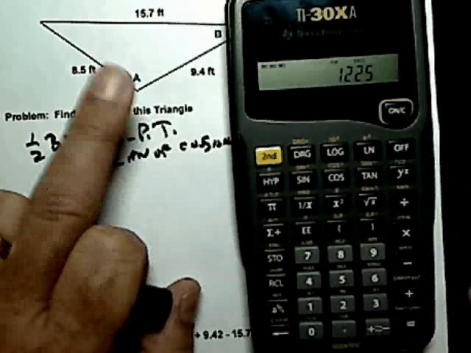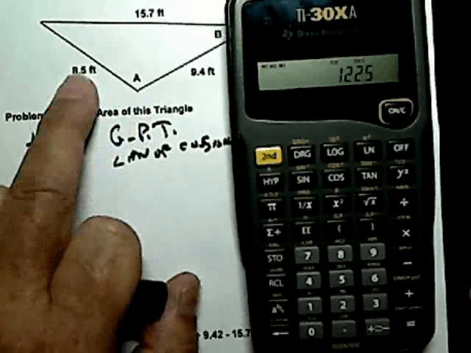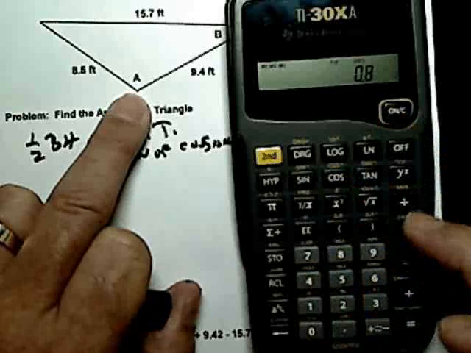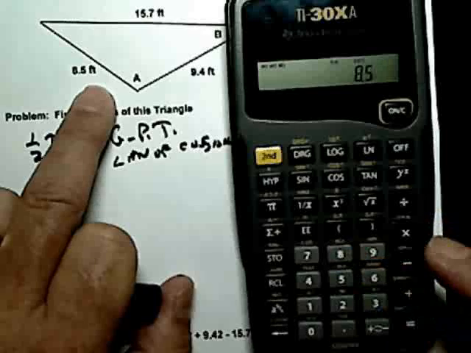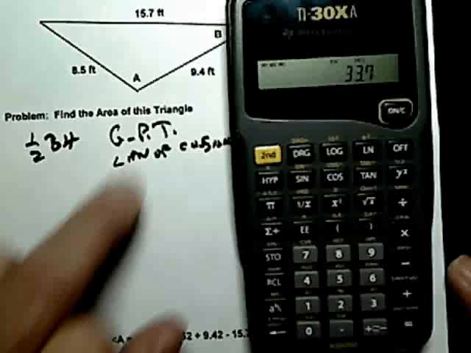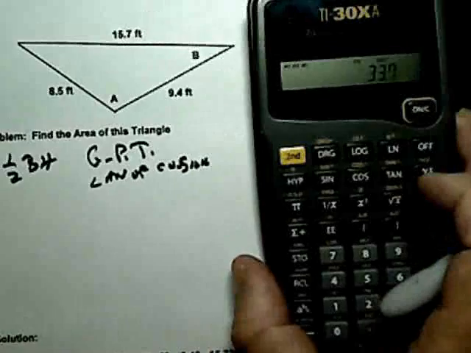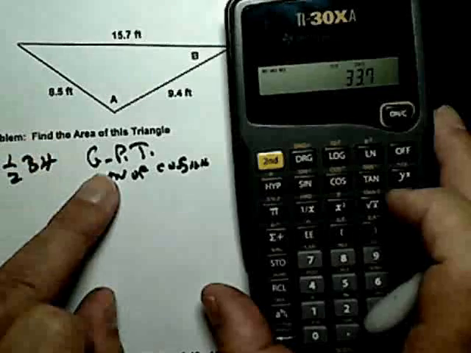I take the inverse cosine, and that gives me that angle. Now, once I know that angle, we learn in basic geometry a formula for the area. If you know two sides and the included angle, take the sine of that angle, multiply that times 0.5, multiply that times 8.5, multiply that times 9.4, and hit equal, and you get 33.7 square feet. And that indeed is the answer. You could have used this angle up here and done a similar thing, and you would have gotten the same answer using the generalized Pythagorean theorem.